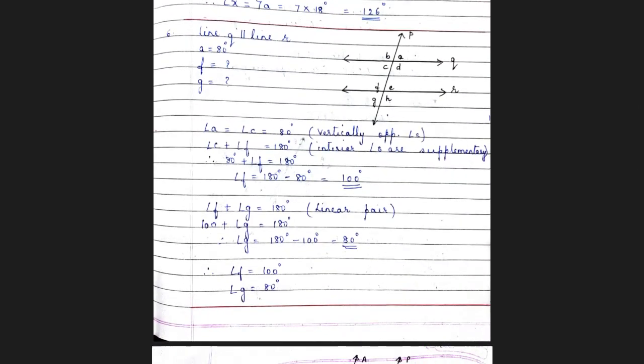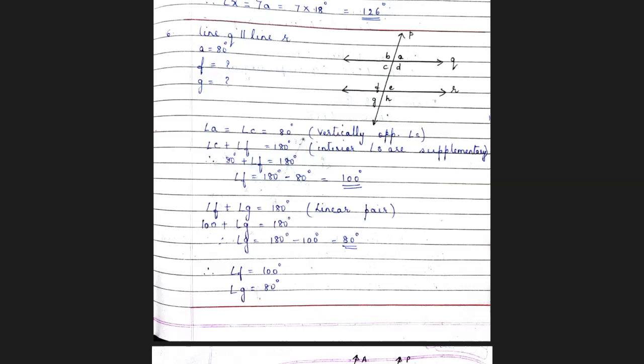Now you have question number 6. You are given line Q parallel to line R. You have line P which is a transversal. You are given those angles A, B, C, D, E, F, G, H. You are given angle A is 80 degrees. Your question is to find out F and G. Now angle A is equal to angle C, 80 degrees, because they are vertically opposite angles.